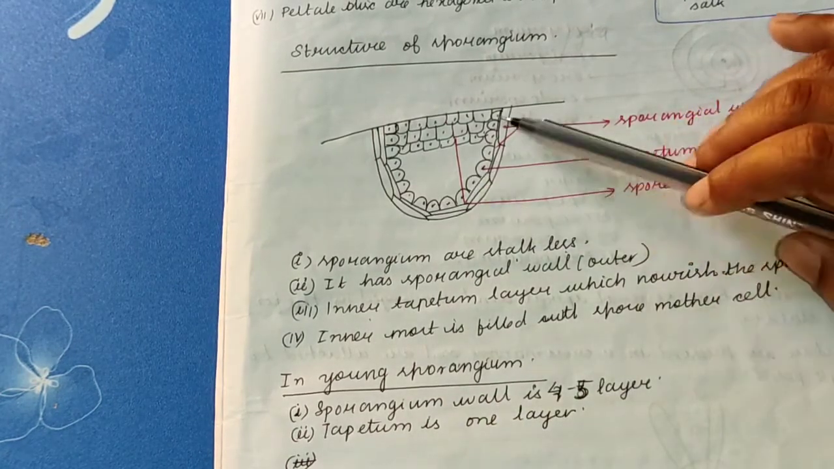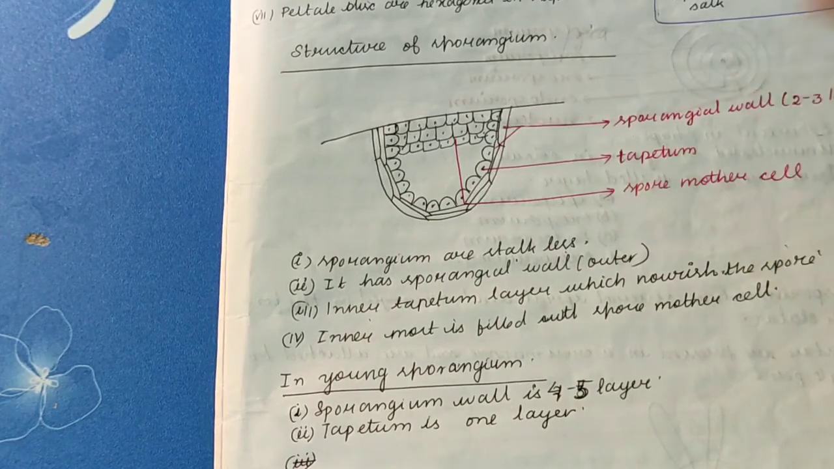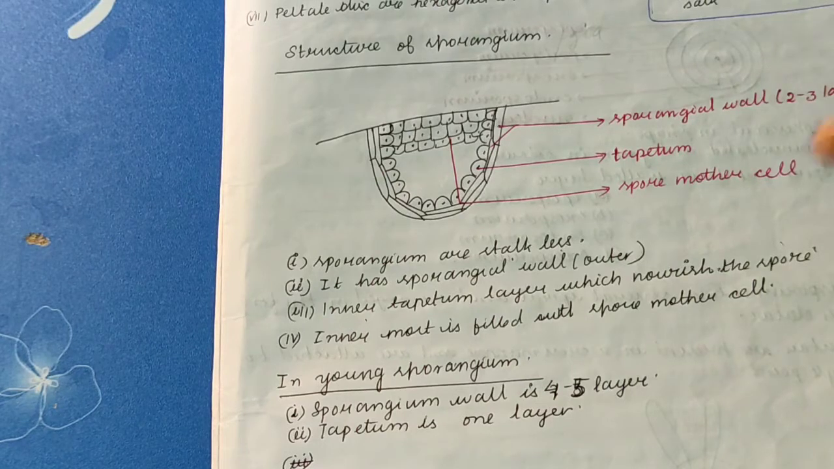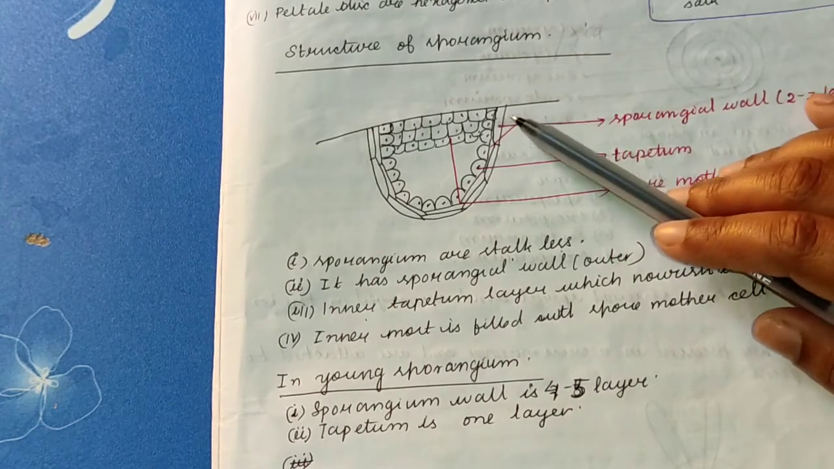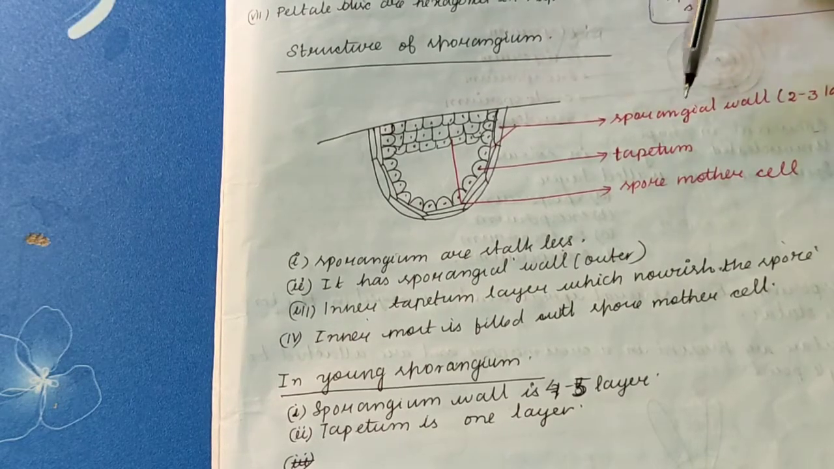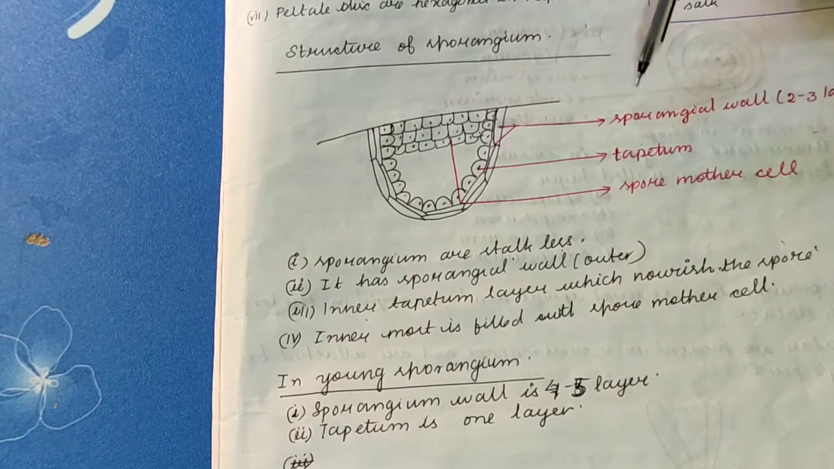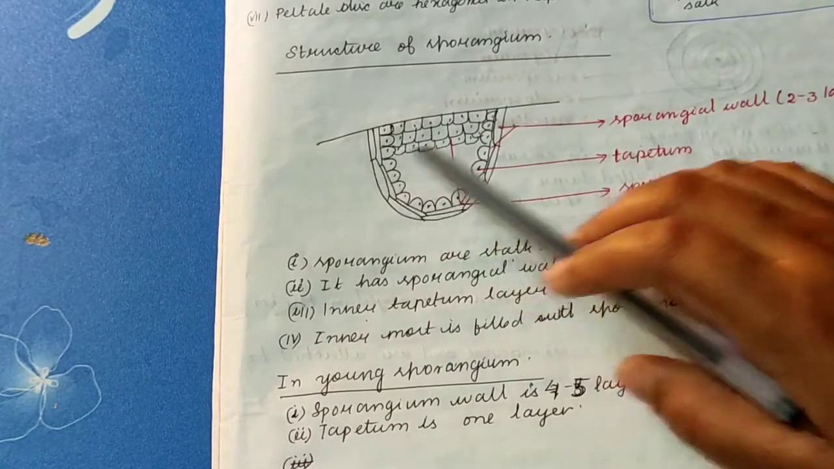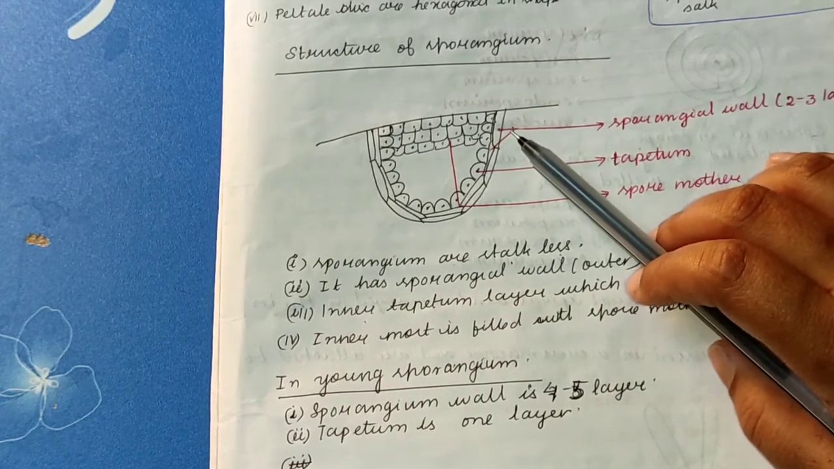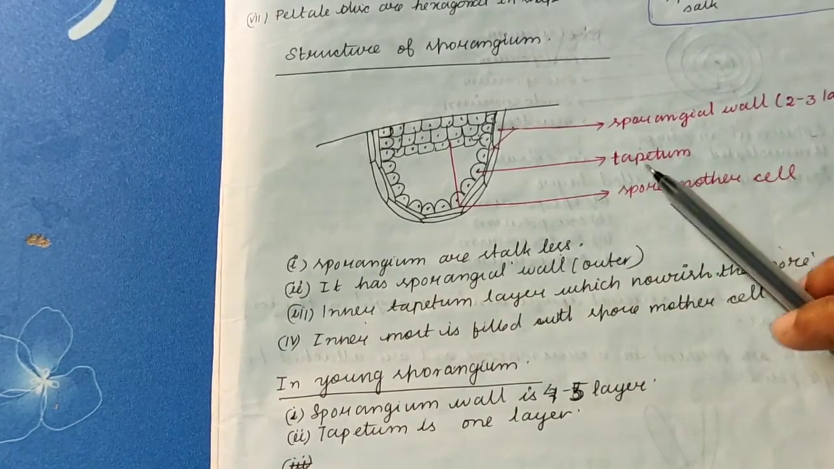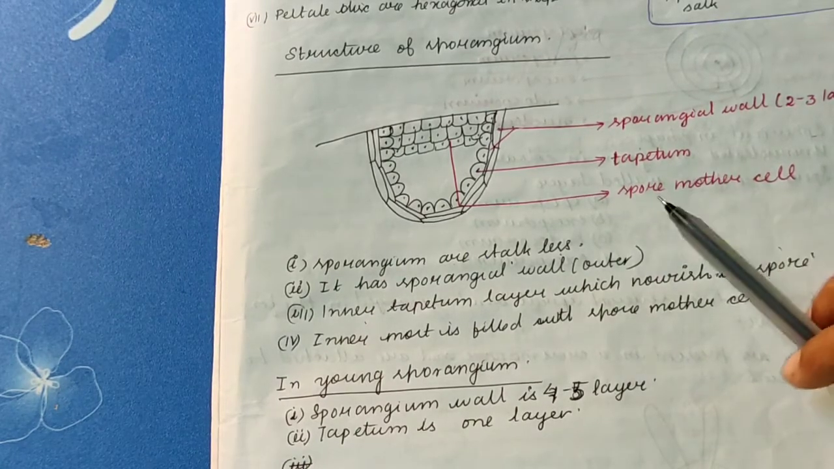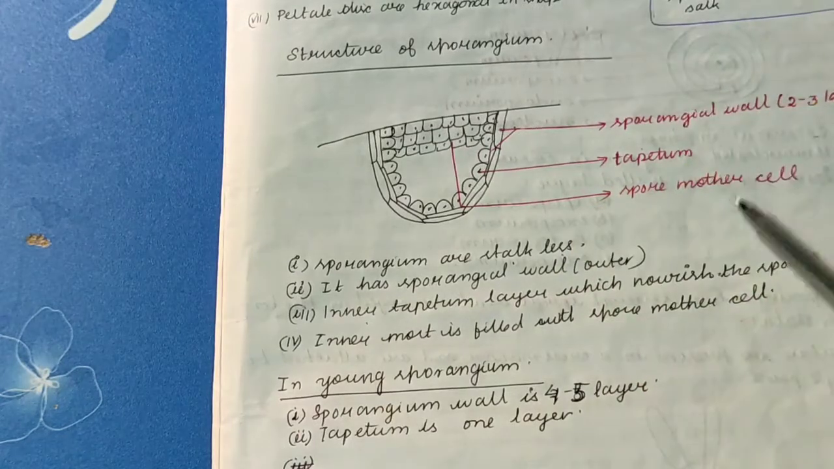So this is the structure of sporangia. One cell is known as sporangia and many sporangia together are known as sporangium. So the sporangia consist of sporangial wall, tapetum and spore mother cell. The outer part is known as the sporangial wall, which is 2 to 3 layers, and inner to the sporangial wall there is the presence of tapetum, and this tapetum provides nourishment to the spore mother cell. So this represents the spore mother cell.